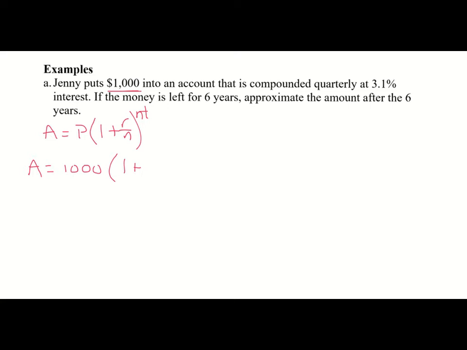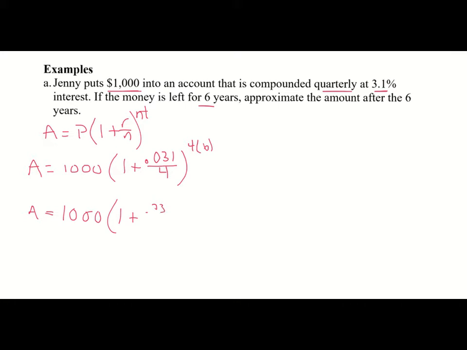So here I'm going to have A is equal to my principal. Jenny is putting in $1,000, times 1 plus my interest rate. It's compounded quarterly at 3.1%. If I turn that into a decimal, move it to the left 2 places, so 0.031. It is compounded quarterly, so that means 4 times a year. Think of 4 quarters in a dollar. And then it will be 4 times the length of time in years, which is 6 years.